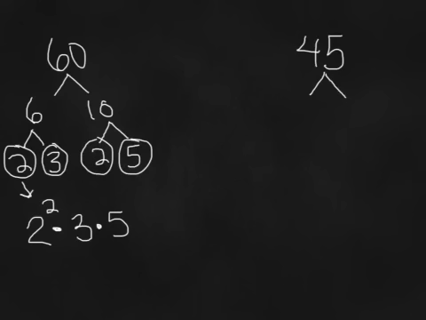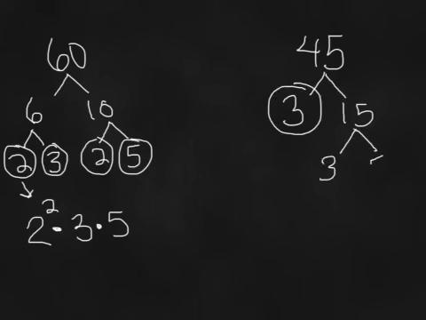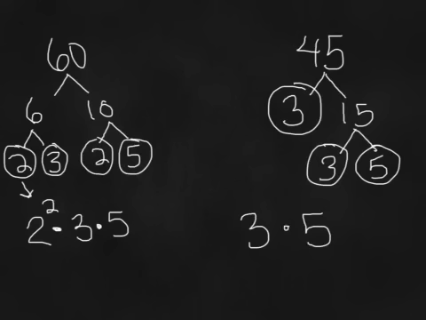Now how about 45? Factors of 45: 3 times 15. 3 is prime. 15 is composite. So this is 3 times 5. And these are both prime, so I'm going to circle them. All right, now for writing my prime factorization, I see a 3 and a 5 in my circles. They're being multiplied. But I see two 3s, so I need an exponent of 2.